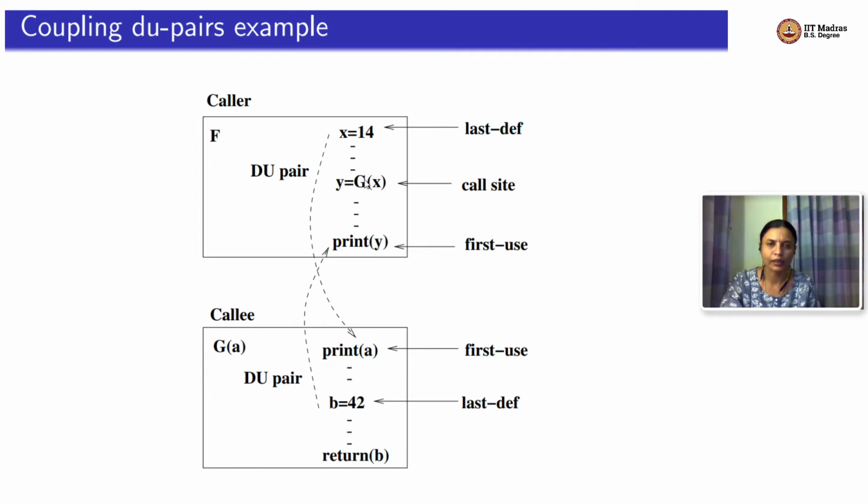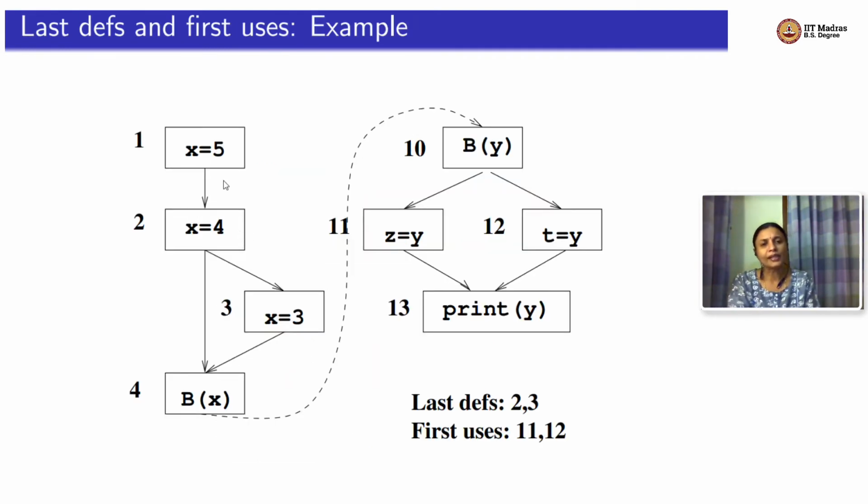I hope this is clear. So, some more examples. It's the same code that I took earlier. x is equal to 5, y is equal to 4, and then method B gets called. This dashed interface is the call interface. x gets coupled with y, things happen, and then y gets printed. So the last definitions of x could be statement 2 or statement 3, based on whichever executed. And the first uses are statements 11 or 12 in the function B. Is this clear? What a last definition and a first use is?